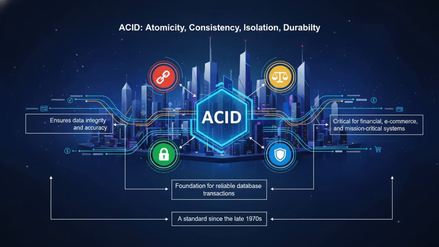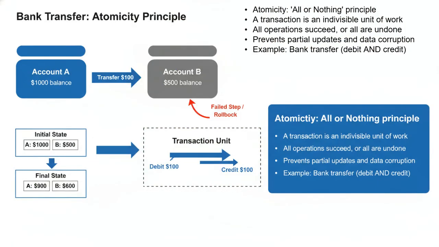Let's begin with atomicity, the A in ACID, which embodies the all-or-nothing principle for database transactions. This means that a transaction is treated as a single, indivisible unit of work. Either all operations within the transaction are successfully completed and committed to the database, or if any part of the transaction fails, the entire transaction is aborted, and the database is rolled back to its state before the transaction began. There are no halfway measures with atomicity.